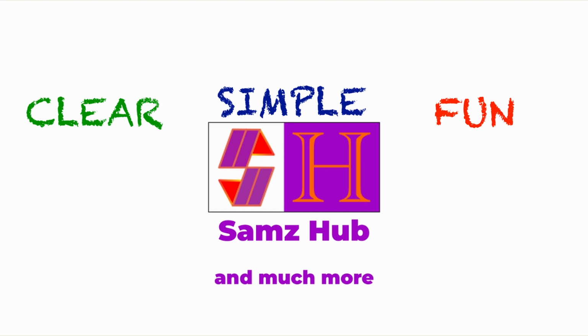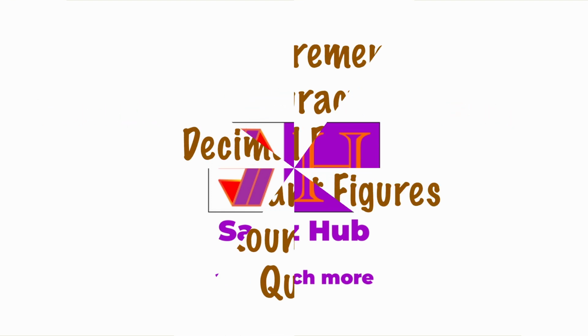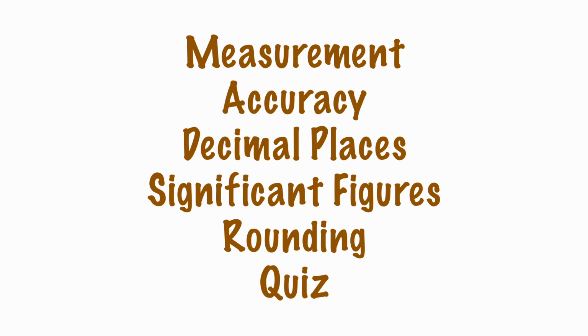Today, we're diving deep into the truth about accuracy. So, in this video, we'll cover everything you need to feel super confident with accuracy in math, science, and especially your IB exams. We're going to check out why we measure things, what accurate really means for numbers, a quick look at decimal places, making sense of significant figures, how to round numbers the right way every time, and finally, a short quiz to see what you've learned.